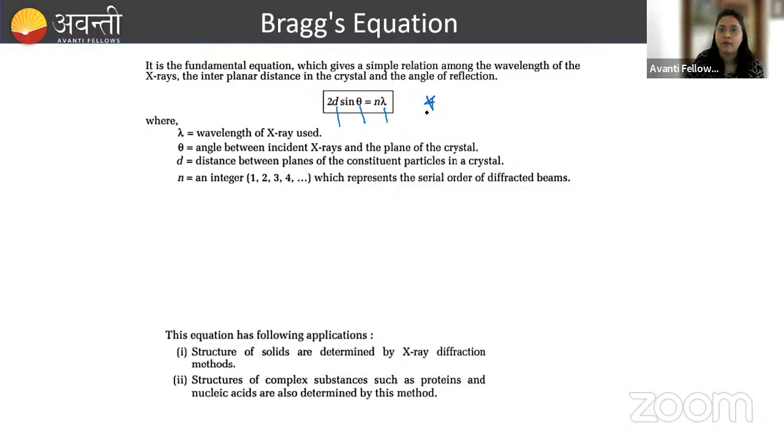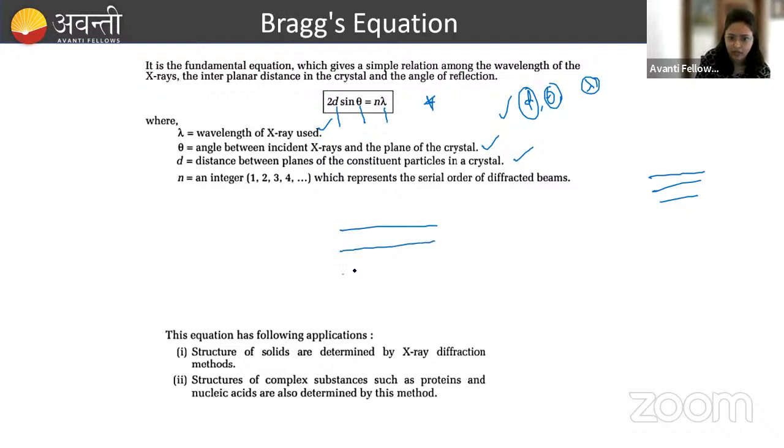Sometimes problems are asked in which D is given, theta is given, and you need to calculate lambda. Or sometimes lambda is given, theta is given, and you need to calculate D, that is the interplanar distance. Lambda is the wavelength, the angle between X-rays and the plane of the crystal is theta, and D is the distance between the planes of the constituent particles. If our solid consists of several planes like this, the angle of incidence and angle of reflection matter. The X-rays bombard the planes of a given crystal.